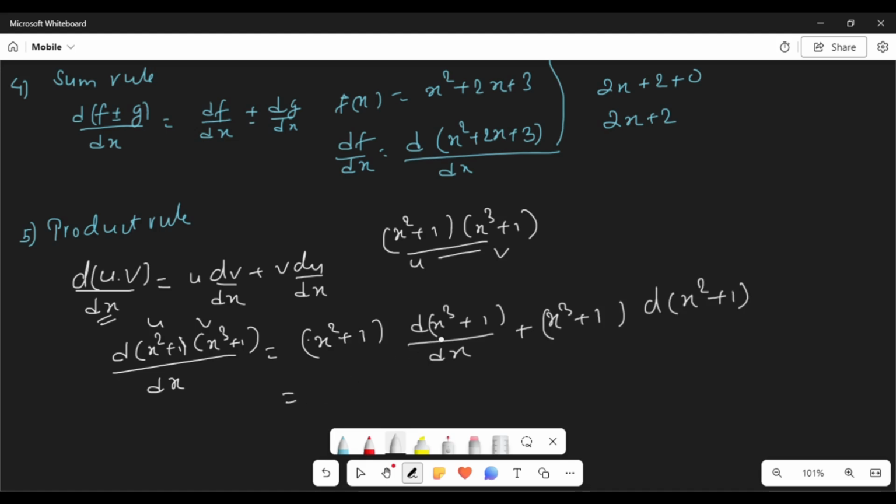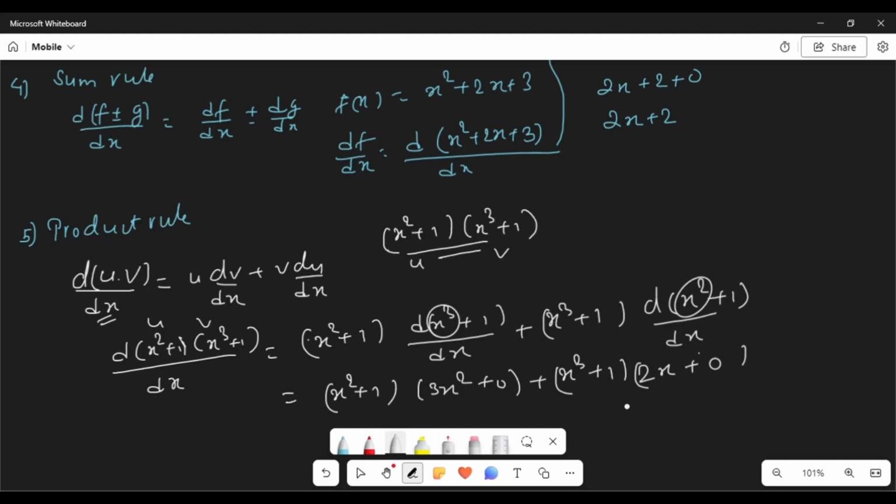Again, we'll use the sum rule. So its derivative will be 3x square. This is 3x square. Then the constant term, its derivative is 0. Again, x cube plus 1 is dx. The derivative of x square with respect to x is 2x, and for 1, it's 0. So now we multiply these two and simplify, then we get the derivative. Okay, this is our product rule.